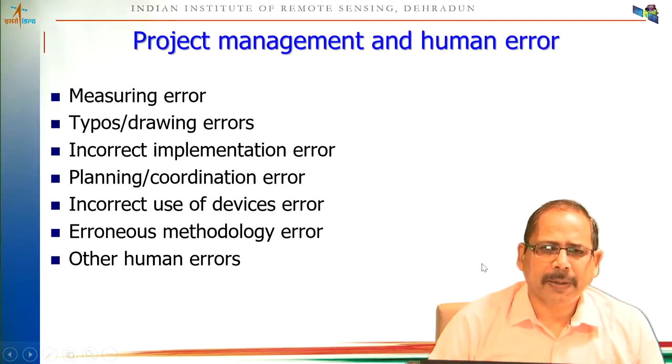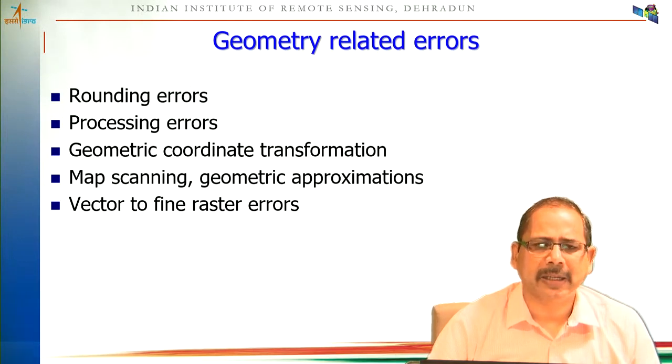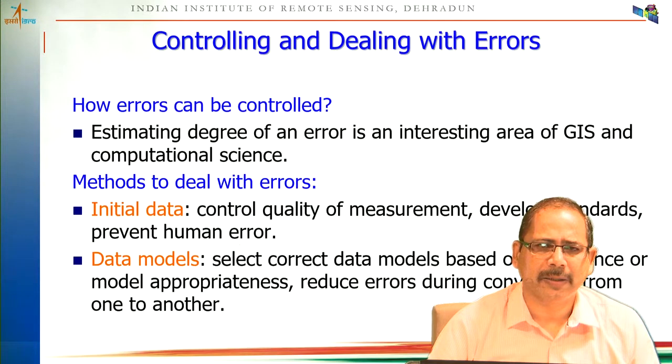This is about project management and human errors like measurement errors, typo errors, drawing errors, incorrect implementation errors, planning, coordination, incorrect use of device errors, and so on. These are related to geometry: rounding errors, processing errors, geometric coordination, transformation, map scanning, geometric approximations, vector to raster conversions, like that.